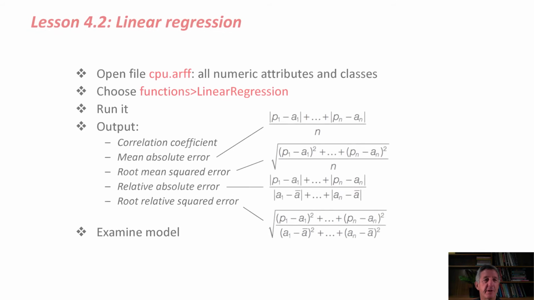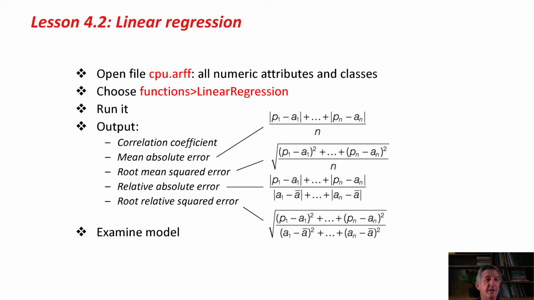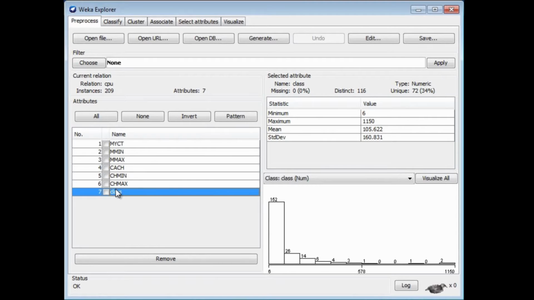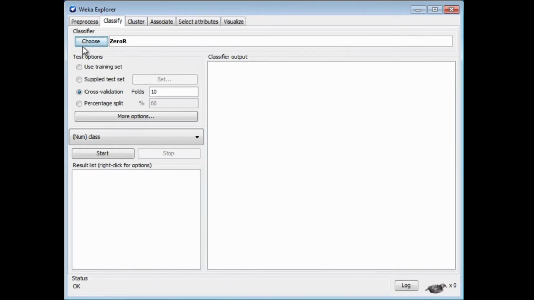Okay, let's do it then. We're going to open a regression data set, cpu.arff. Now this is a regular kind of data set. It's got numeric attributes, and the most important thing here is it's got a numeric class. We're trying to predict a numeric value. And we can just go and run linear regression.